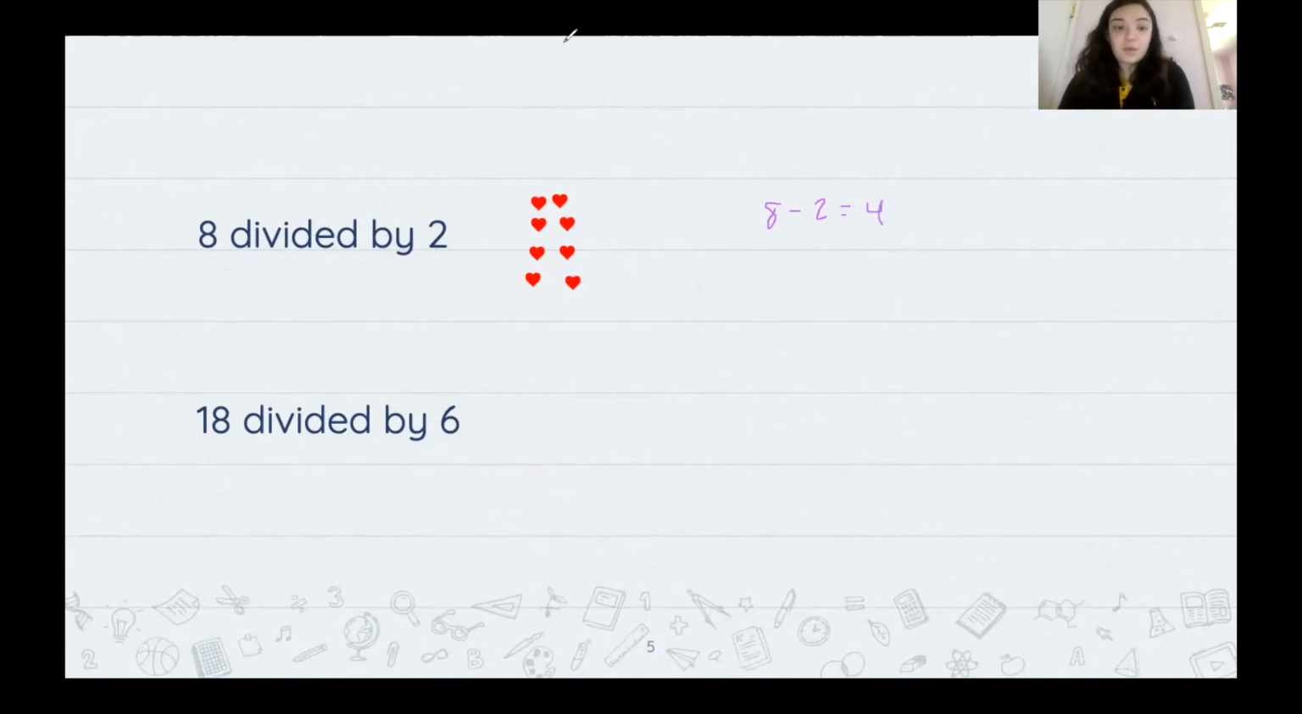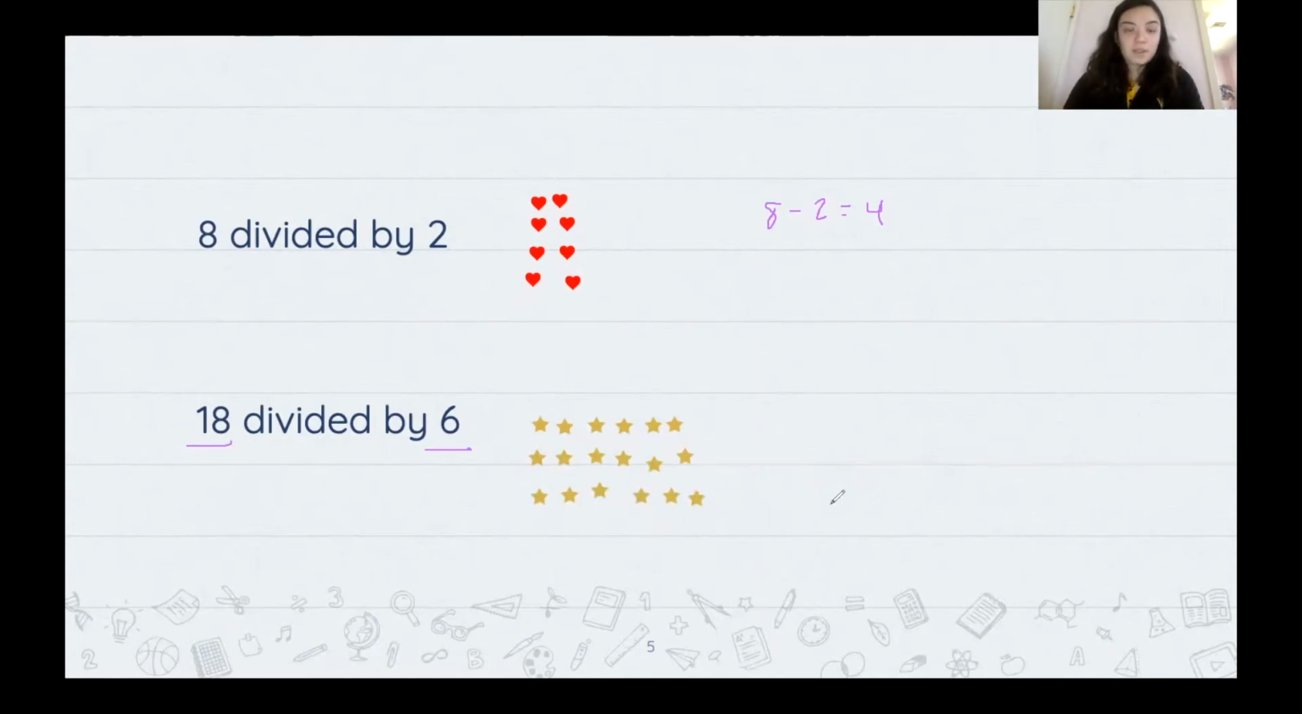Now we're going to do the same thing with 18. So we need to have 18 total, but we need to have 6 in each group. So I'm going to make rows of 6 until I hit 18. So 1, 2, 3, 4, 5, 6. 1, 2, 3, 4, 5, 6. And now I have 12. 3, 4, 5, 6. So now that's 18.